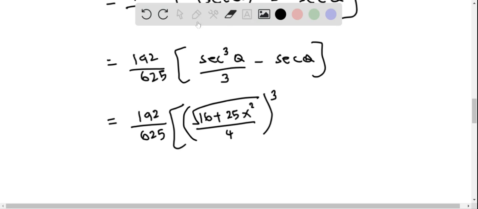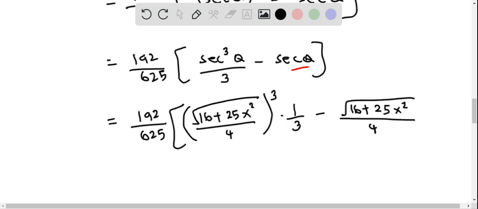So I'm going to write it as multiplied by 1 over 3 minus. Now let me replace for another secant cubed, that is this secant cubed. So when I do that, I'll get the square root of 16 plus 25x squared over 4. Let's simplify this. So first, let's simplify this quantity, the square root of 16 plus 25x squared over 4, quantity cubed.